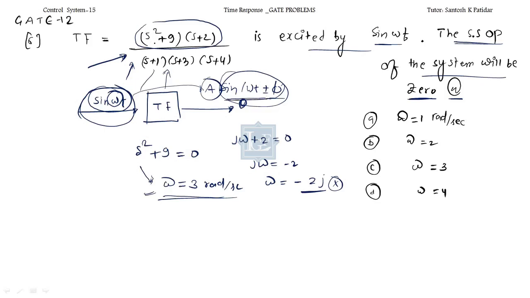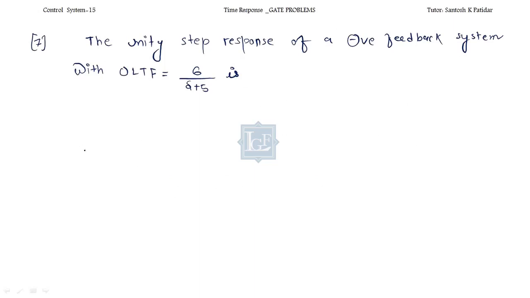So when will this system be 0? If the system will be 0 at omega equal to 3, your input you are going to multiply with 0, you will get 0 output or not. Okay, so this is very simple. So let's come to this problem.